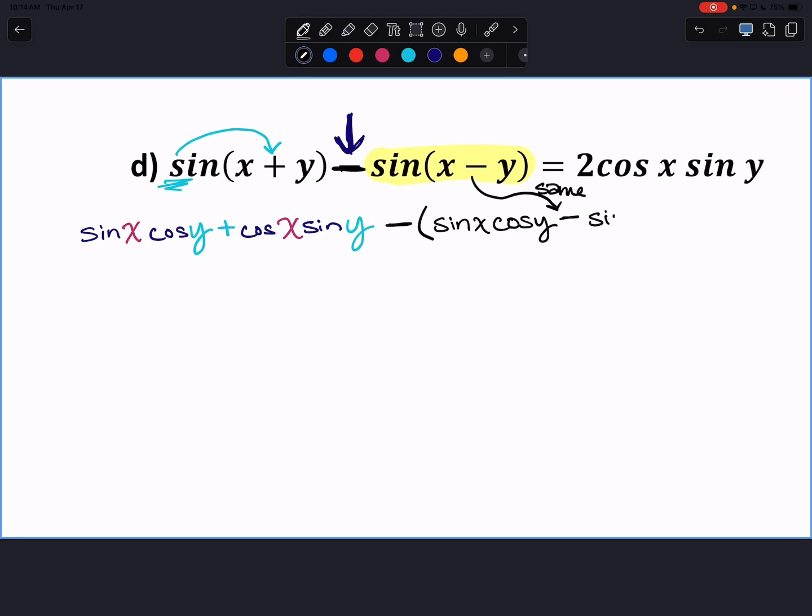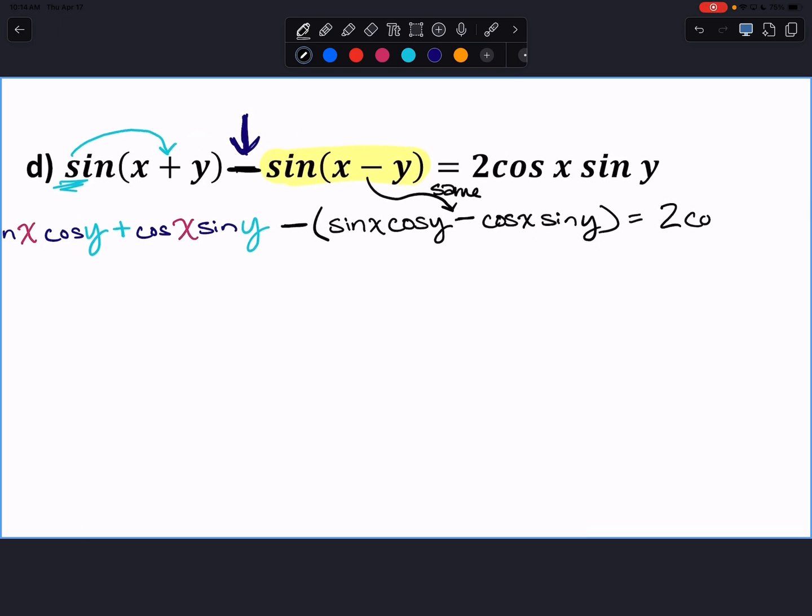I was messing up. You see that? So sine, cosine, cosine, sine. All right, and we're trying to show that it equals 2 times the cosine of x times the sine of y. Let's see if that happens.